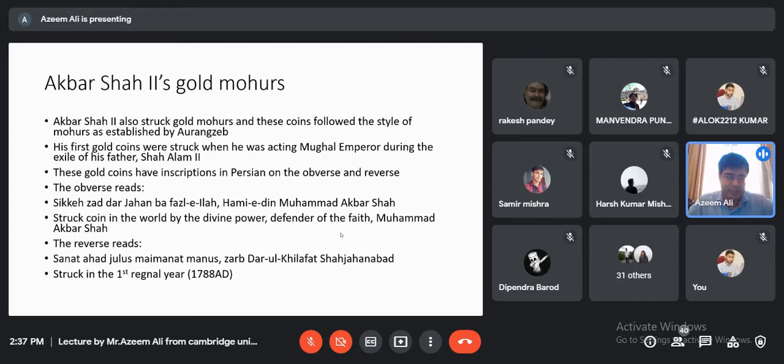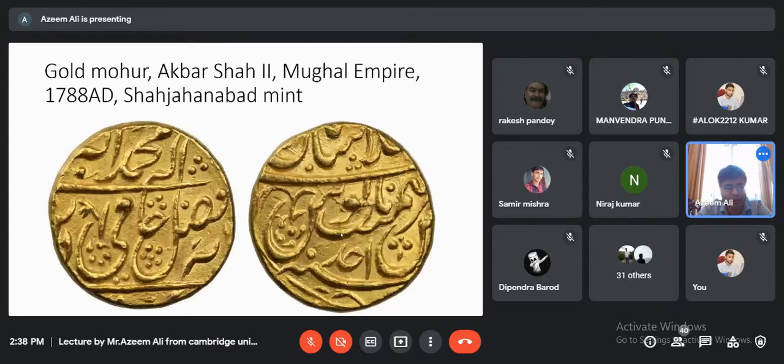The obverse reads, Sikhe Zad Bar Jahan, Ba Fazl Illah, Hami Din, Muhammad Akbar Shah, which means struck coin in the world by the divine power, defender of the faith, Muhammad Akbar Shah. And the reverse reads, Sanat Ahad Julus Maimanat Manus, Zarb Dar al-Khilafat Shahjahanabad, which means struck in the first regnal year in Shahjahanabad, 1788. This is one of the gold Mughals.